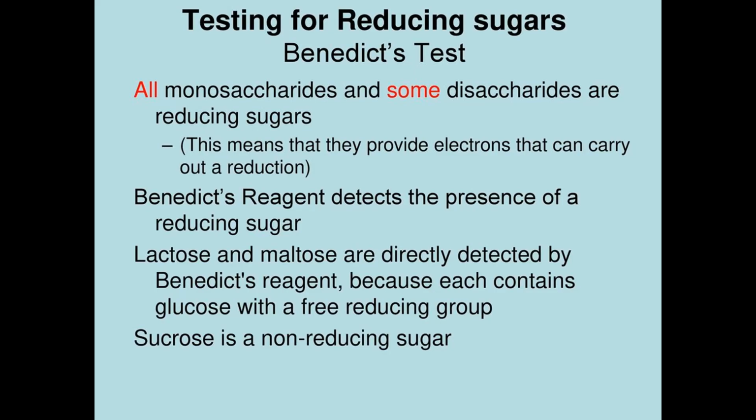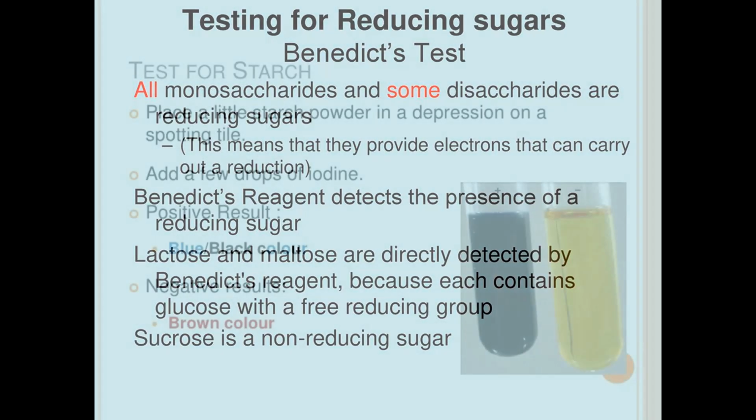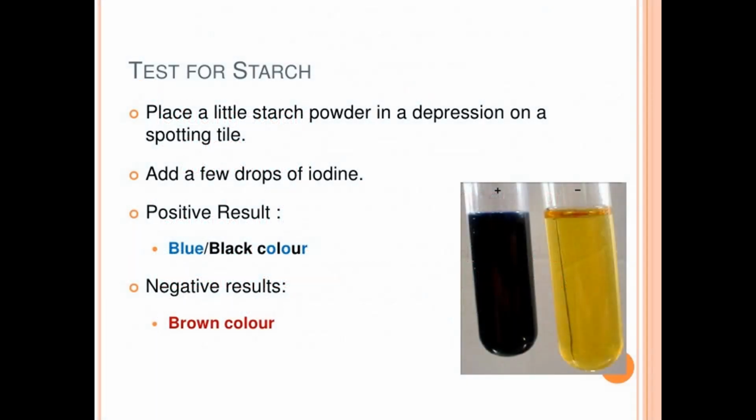This is because the sucrose has broken down into glucose and fructose, and all monosaccharides are reducing sugars. If the test is negative and the solution stays blue, it means the solution does not contain any sugar, either reducing or non-reducing. How do you test for starch?